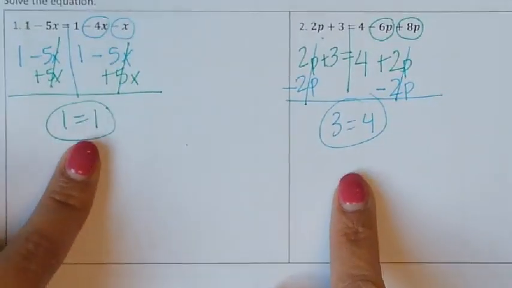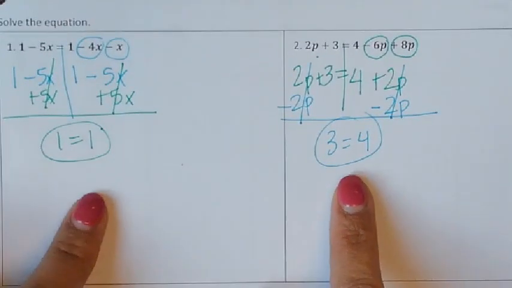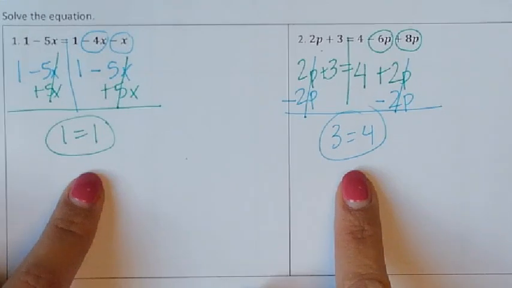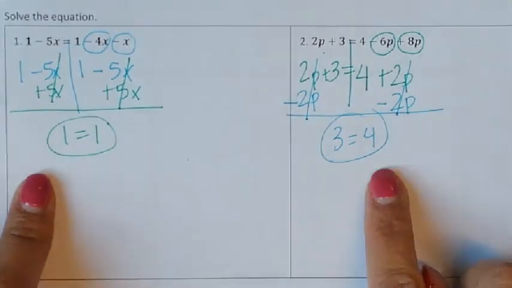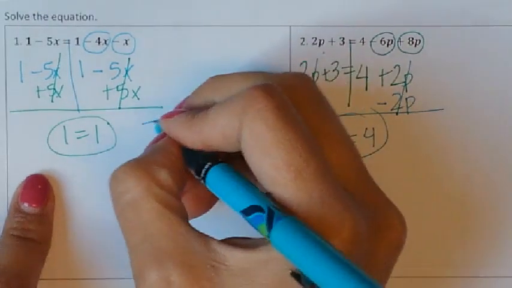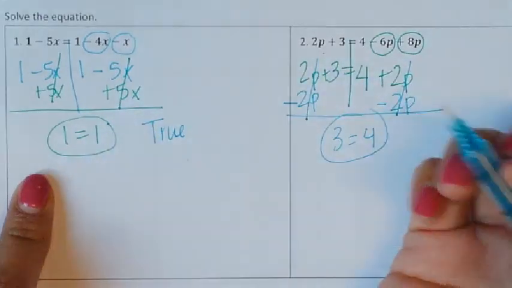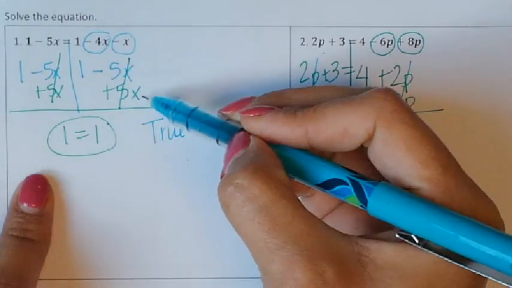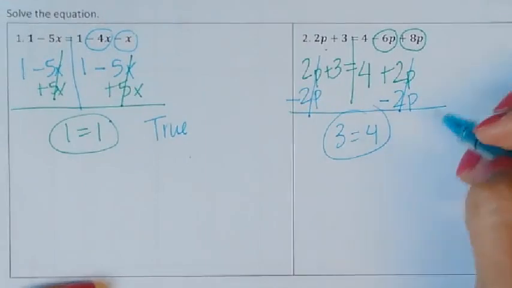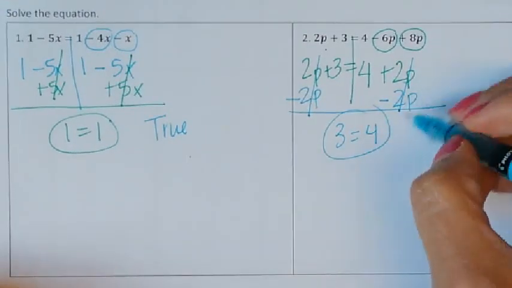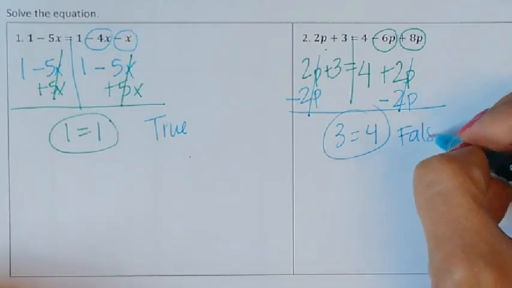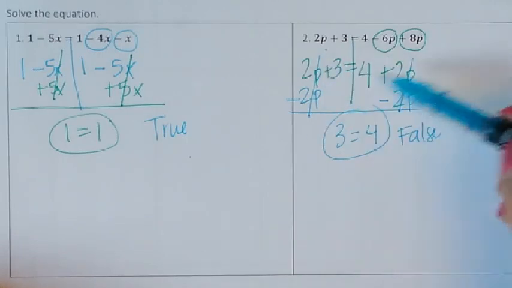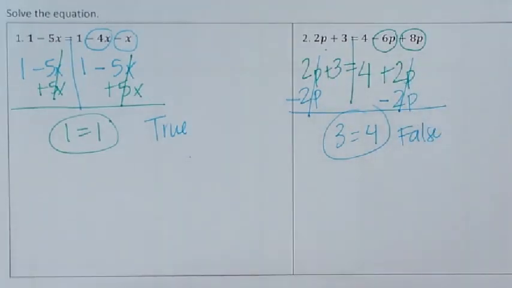So then you would notice that there's something going on here. Why am I getting these results? This one's a true statement, this is a false statement. This is true, it gave me 1 equals 1, but I didn't solve for the variable. The x is canceled out. Here, I get 3 equals 4. This is a false statement, but I cancel out the p, so I don't get what p equals.